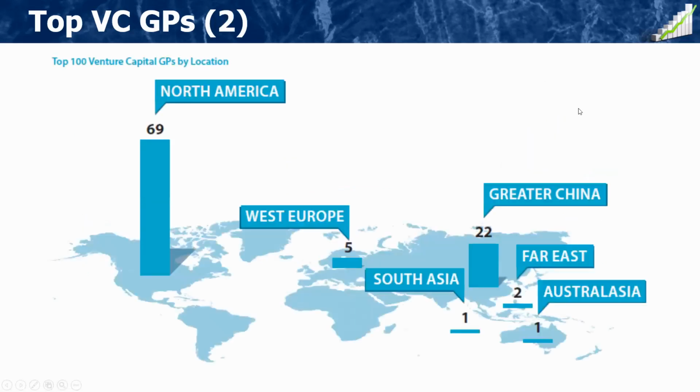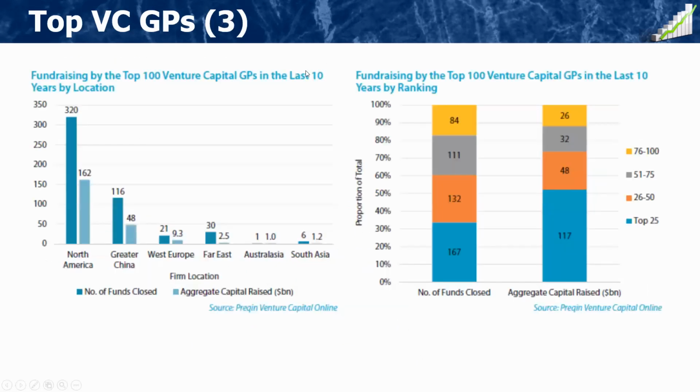This is the map of the top general partners. Even 4 years ago, that was already, of course, North America number 1, but China was already number 2, not Western Europe. If we look at the fundraising by top 100 venture capital general partners, we will see that the number of funds closed, of course, was the biggest in North America, but again, China was the second one. If we look at the distribution of capital, we see that there is a concentration. The biggest funds raise the largest funds and get the share of capital.